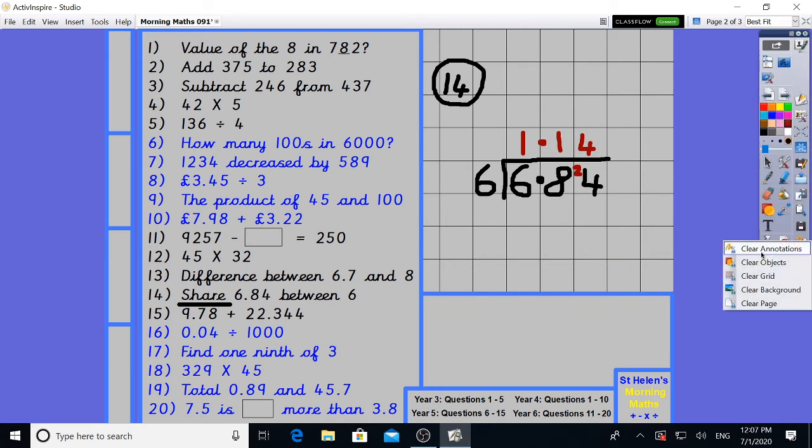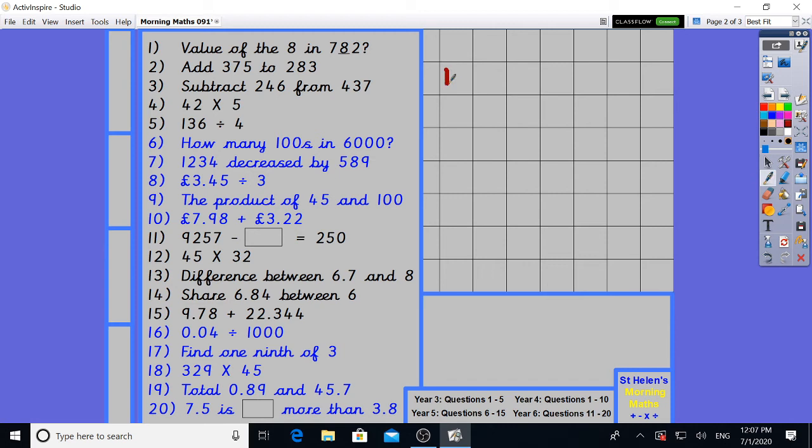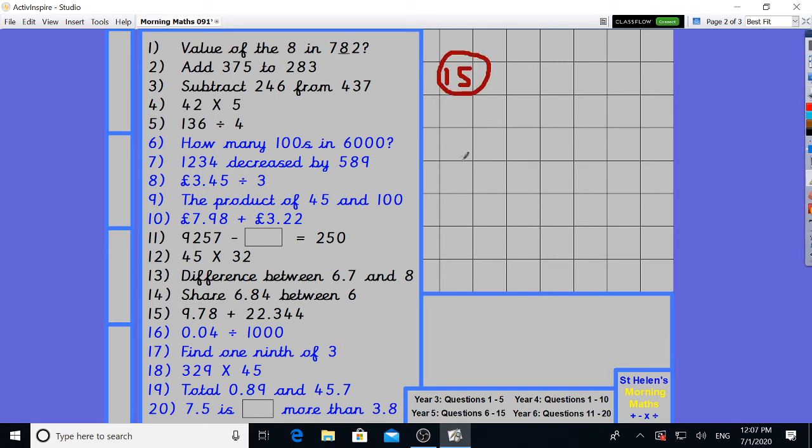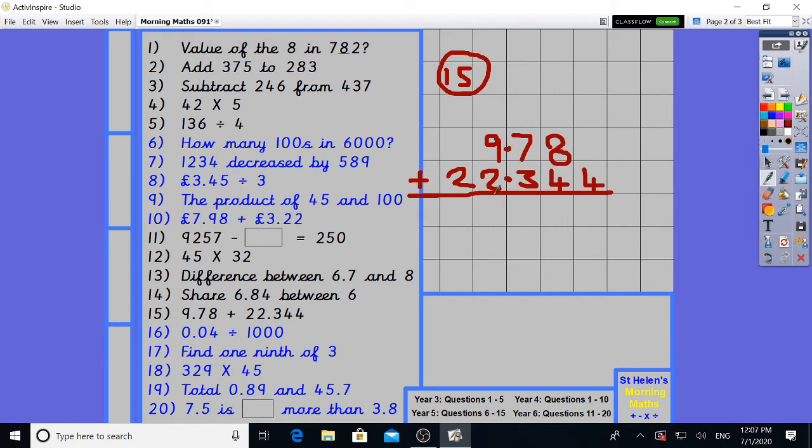Question 15. 9.78 plus 22. Oh, there's a lot of decimals on this one. 0.344. Just be careful of your lining up. Decimal point lines up on addition and subtraction and division. Might not on multiplication. So let's do the adding.